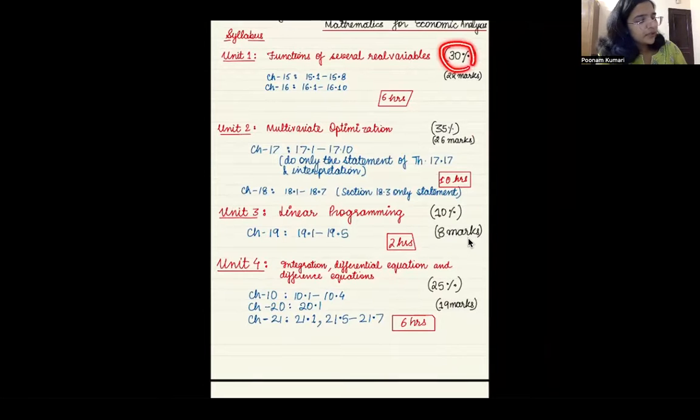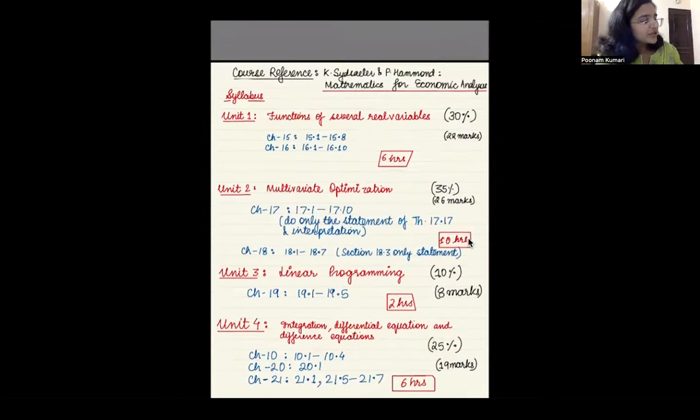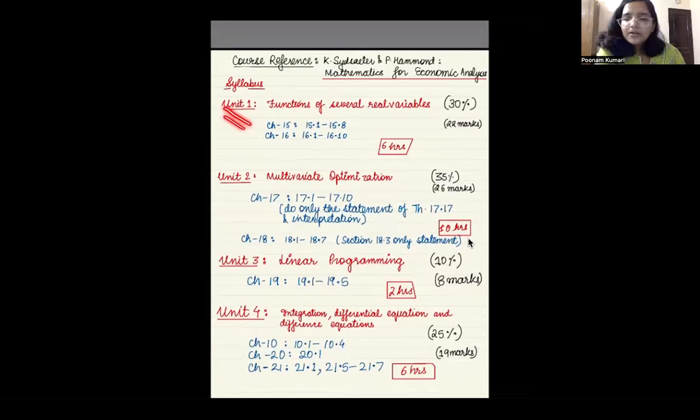So the first unit is going to have a weightage of 30%. Multivariate optimization would have a weightage of 35%. Linear programming is given small weightage, so you can expect a single question of 8 marks, 9, 7, whatever marks from linear programming. And the rest 25% you can expect from these three topics. So the major topics that you're going to face are going to be functions of several real variables and multivariate optimization.